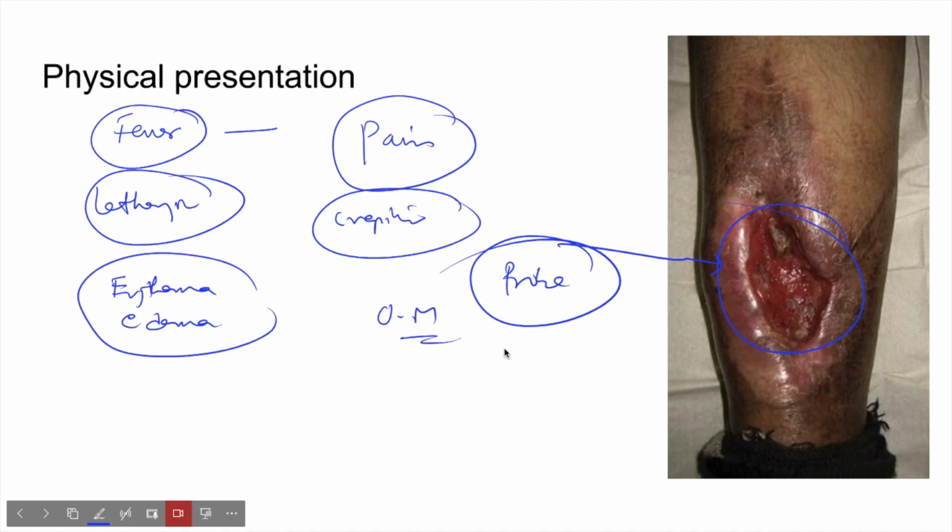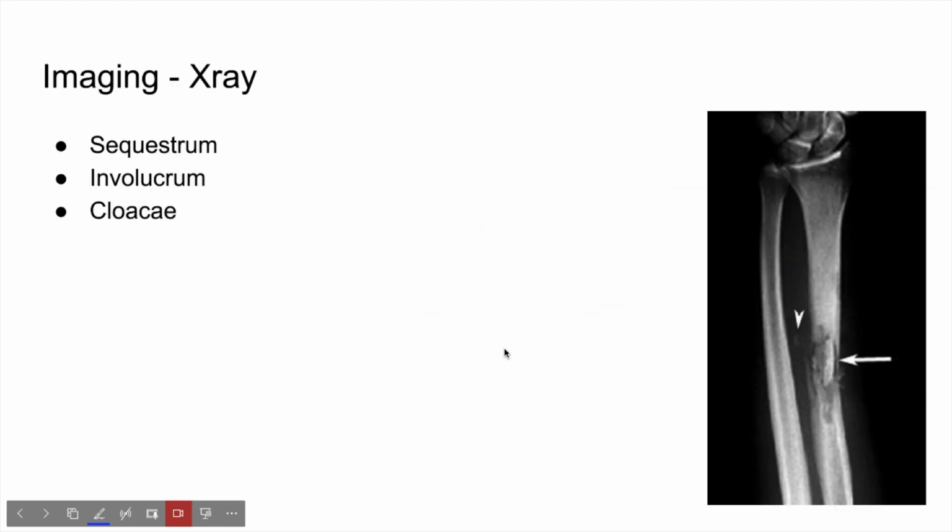So you should assess thoroughly regarding this, and we will discuss this in another video regarding how to present a case of osteomyelitis. So what will you do initially? You will take an X-ray imaging. So you will take an X-ray in acute cases. Less than 2 weeks acute cases, you will not see any X-ray changes.